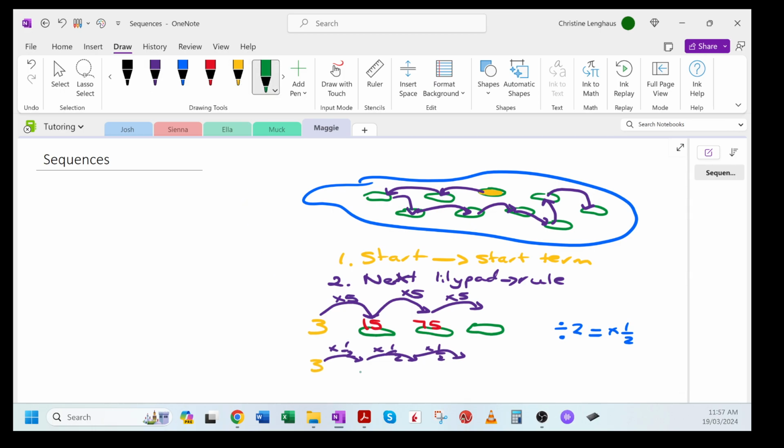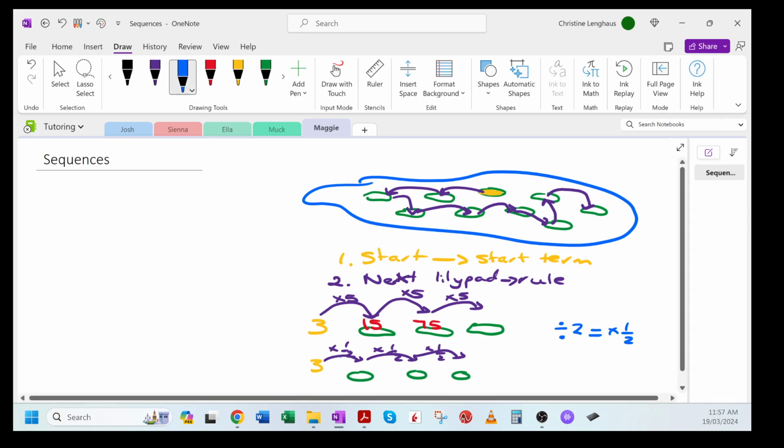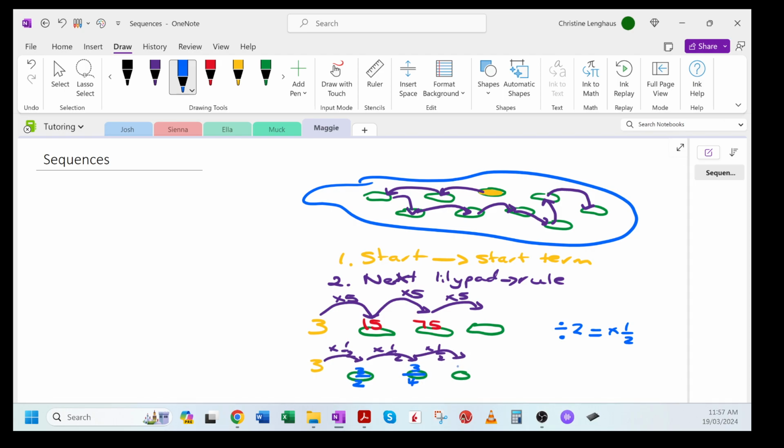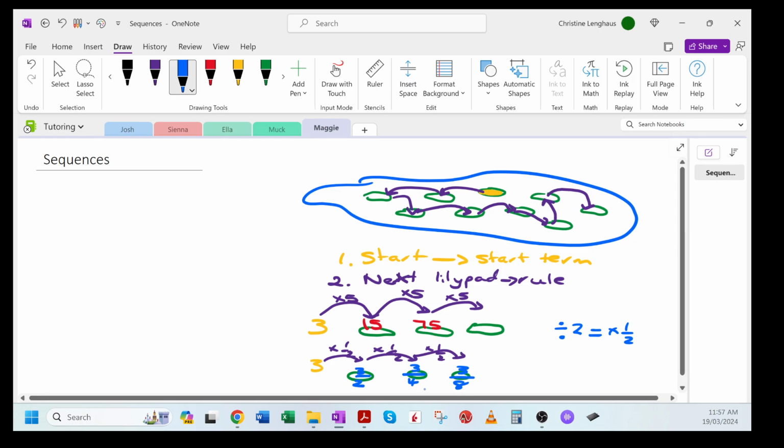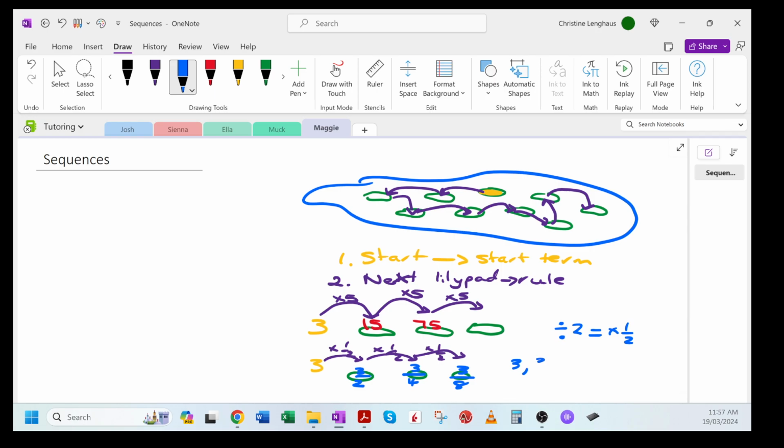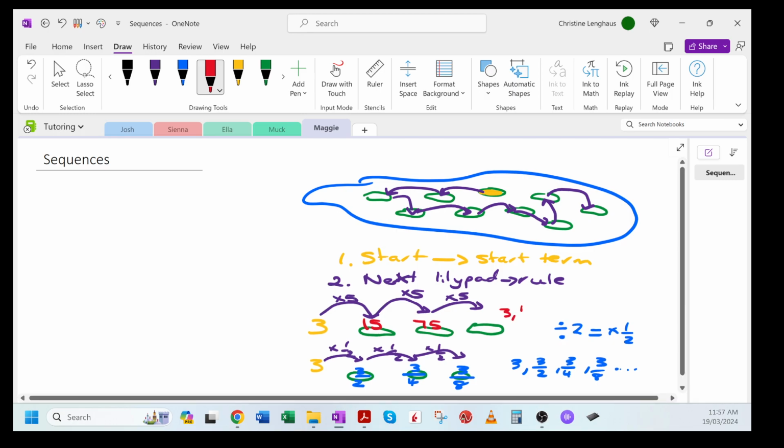So here are my lily pads, my terms, if you like, in the sequence. And this time I've got 3 lots of a half is 3 halves, or I could say 1.5. This would be 3/4. This would be 3/8. Yeah. And so on and so on. So my sequence is 3, 3/2, 3/4, and 3/8, dot, dot, dot. Yeah. This other one was 3, 15, 75.